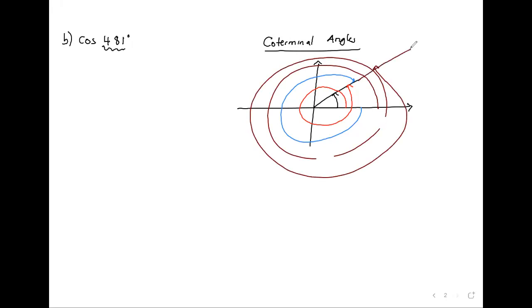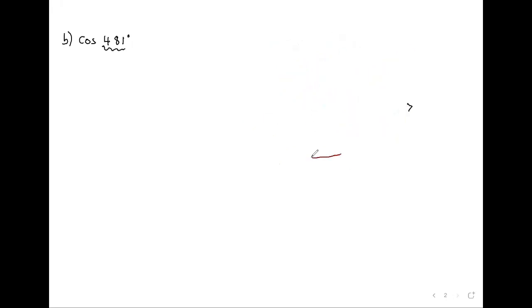As long as they share the same starting point and the same ending point, no matter how big they are, we call them coterminal angles. They share the terminal points.